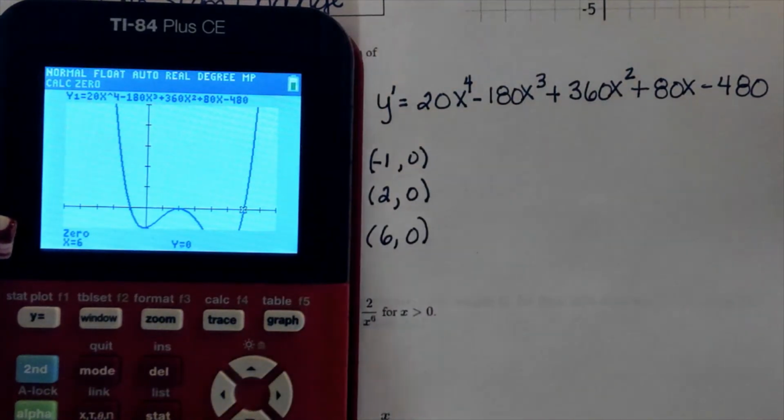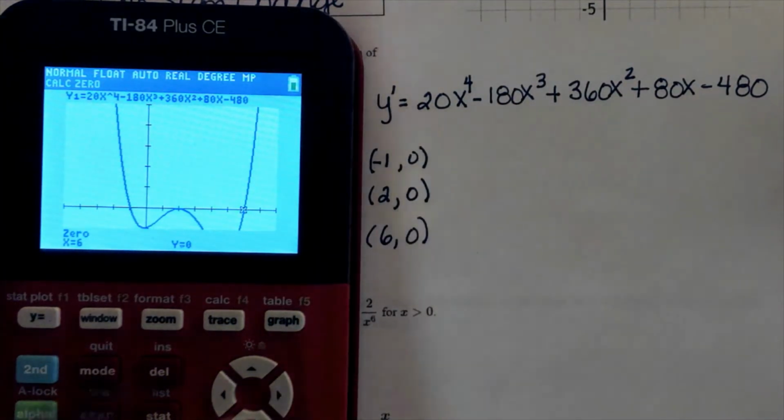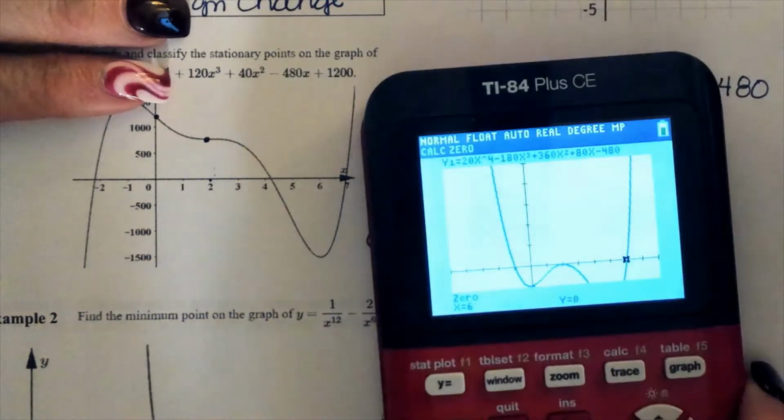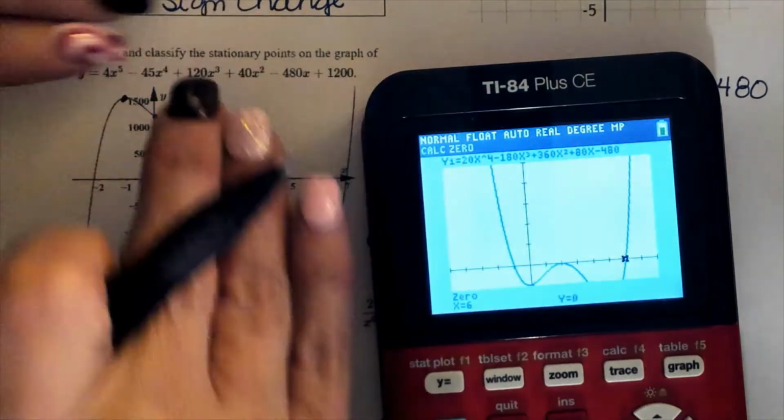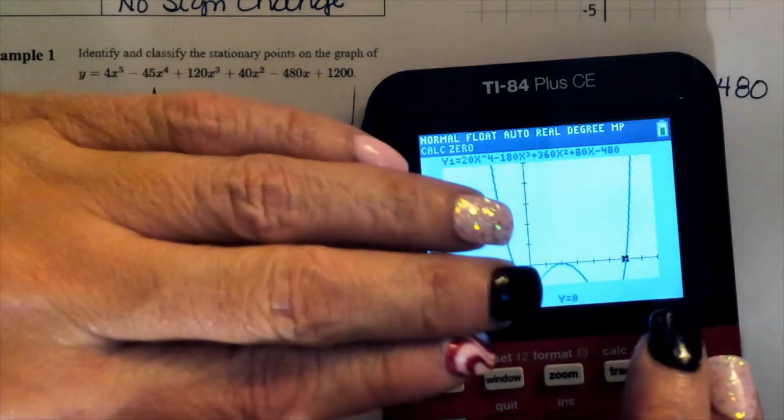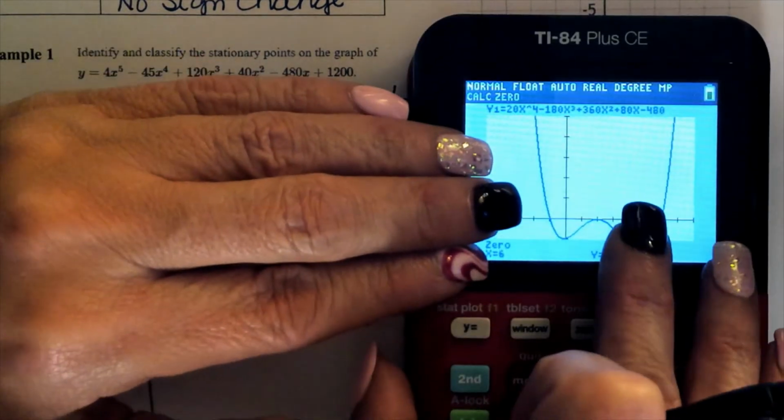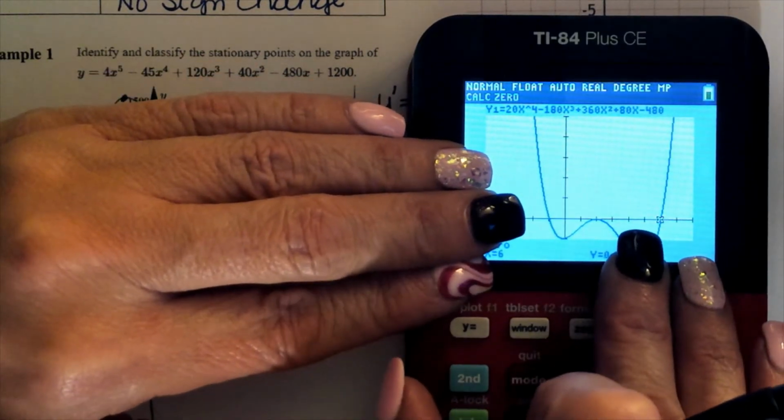Okay. Those are the areas where the graph switches. Now going back, this is the derivative. This is not the graph of my function. This is the graph of the derivative. This gives me the information I'm looking for.